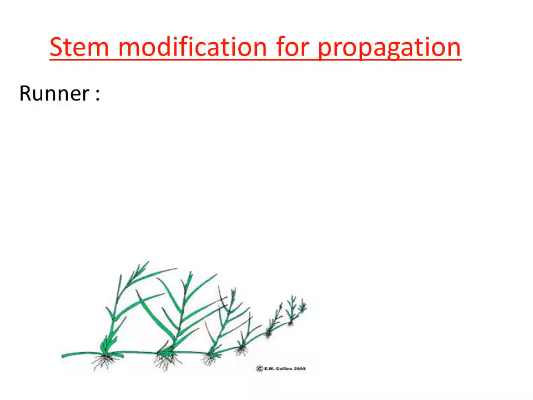For multiplication, some plants like grass plant and strawberry plant show the modified stem. That stem is called a runner. So why is it called a runner? Because of its characteristic growth. The runner actually grows along the surface of the ground horizontally. Because the modified stem grows horizontally on the surface of the ground, such a stem is called a runner.